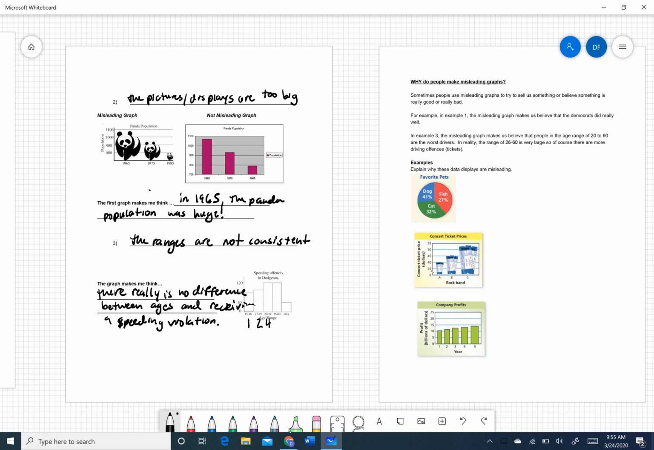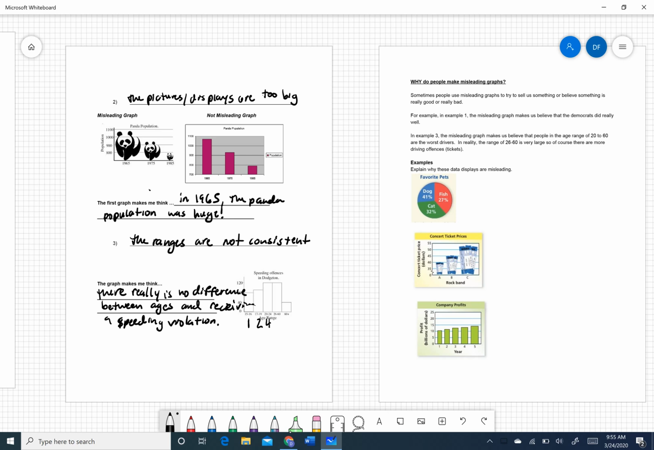So that's how I know that this is not a good graph, because my ranges are not the same, right? They're not consistent. So this is not going to be a good representation of these graphs. This looks like when you're in your early to mid 20s, you would get the same number as when you're 26 to 60, and so that's a little bit misleading if you're trying to compare which age range receives the most speeding tickets or speeding violations.